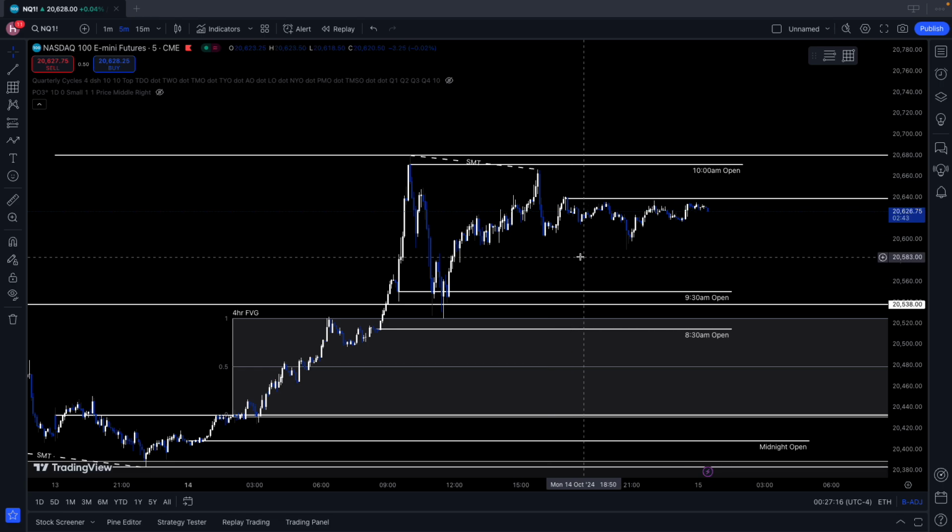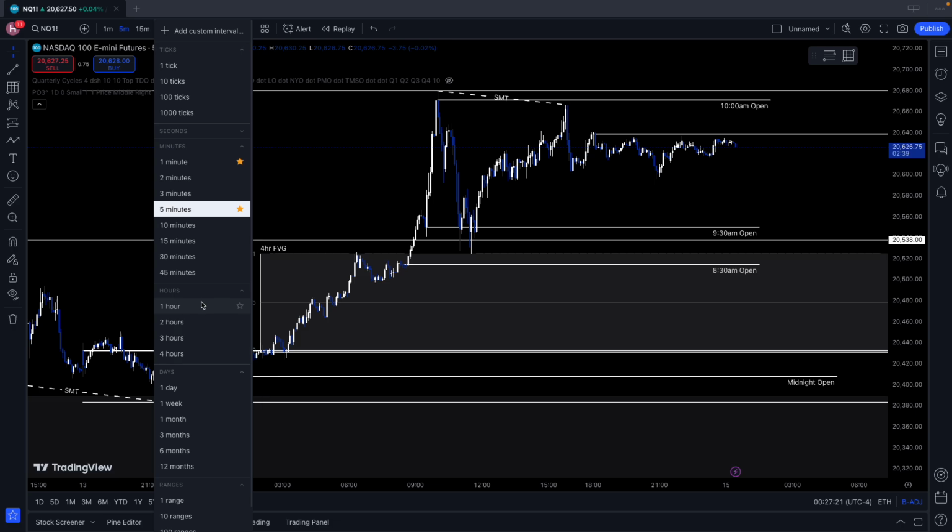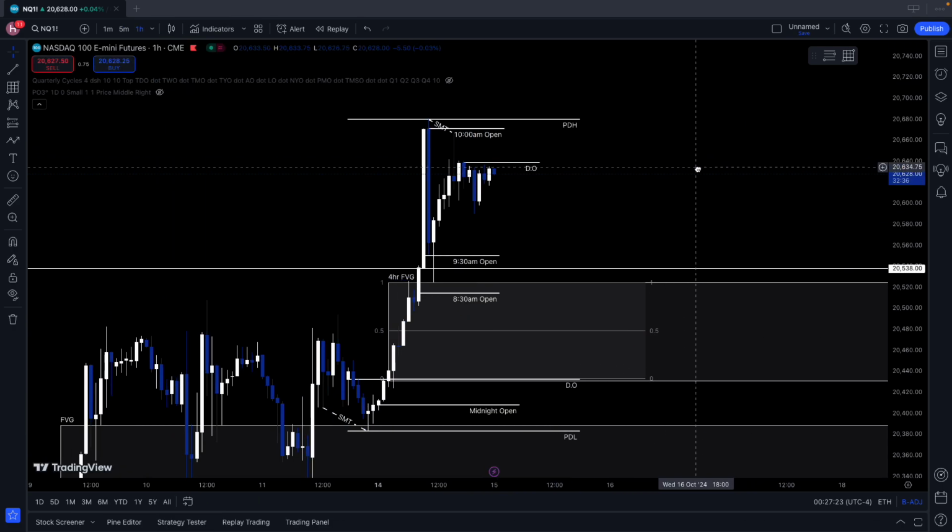Today was fine if you wanted to paper trade, but you shouldn't be trading. You should not be risking live capital in this action, or on Monday on Columbus Day.